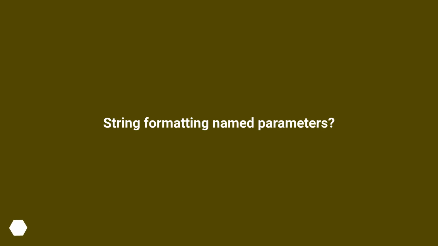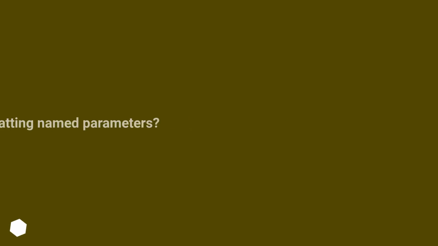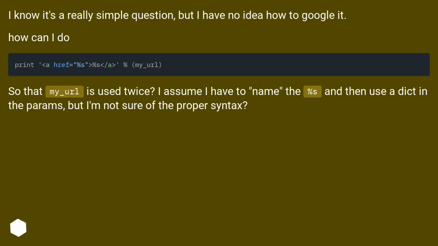String formatting with named parameters. I know it's a really simple question, but I have no idea how to Google it. How can I do this so that my_url is used twice? I assume I have to name the %s and then use a dict in the params, but I'm not sure of the proper syntax.